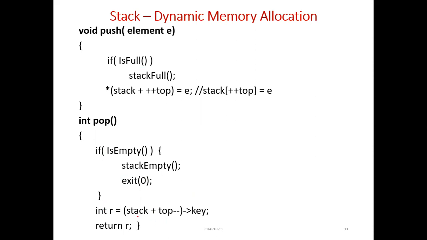For popping, what we are doing is stack plus top minus minus. Why are we doing this? Assume that the stack contains 2 elements, say one is E0 and another one is E1. What will be the value of top? Top will be 1, because 2 elements are there. When the stack is empty, top is -1. When 1 element is there, top is 0. When 2 elements are there, top is 1.